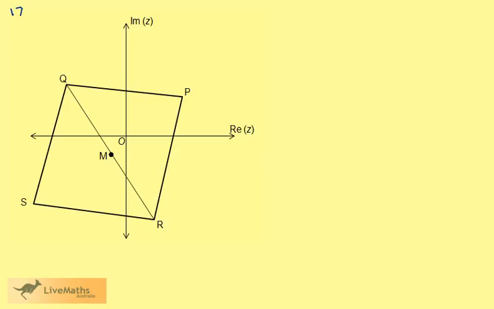Question 17. P on this diagram represents the complex number Z. We're also given that W is the complex number cis 2 pi by 3.